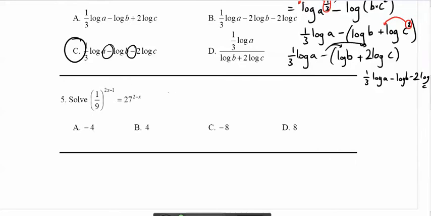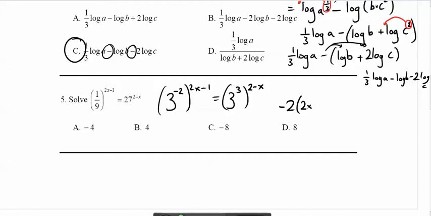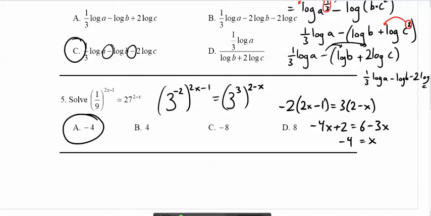Solving question number 5, I can use base 3, because 1/9 is 3 to the negative 2, and 27 is 3 to the power of 3. Just like I did in question 1, I can then combine the exponents using exponent laws. So 2 times 2x minus 1 is the same as 3 times 2 minus x. Negative 4x plus 2 is 6 minus 3x. And then moving all the x's to one side, all the numbers to the other, I get x equals negative 4.